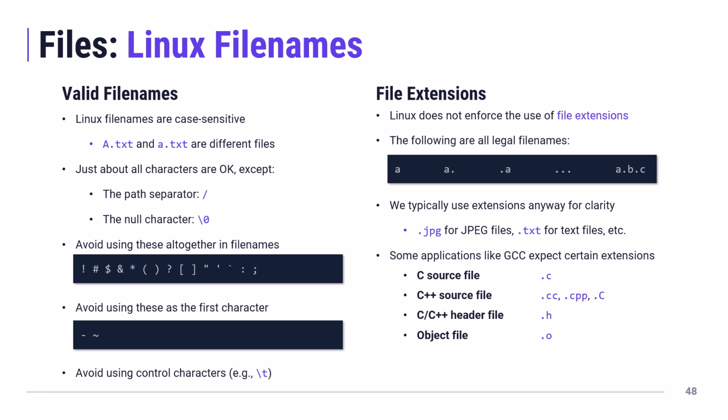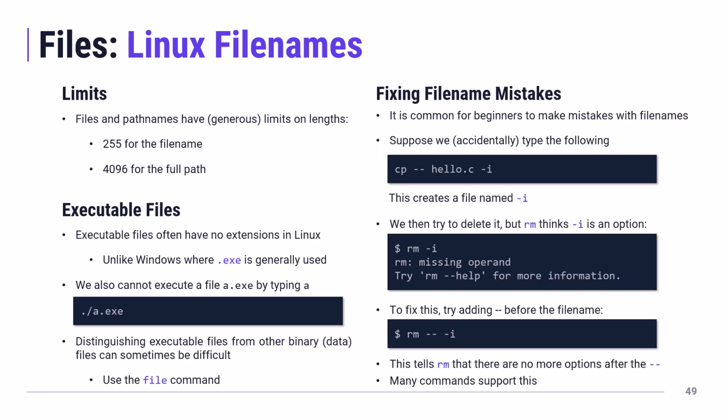Having said that, we do typically use extensions anyway, just for our own purposes, for clarity, so that we know what kind of file it is. So .jpeg for JPEG files, .txt for text files, and so on. And some applications like GCC will enforce or expect certain extensions. So GCC expects that your C code is going to be in a .c file, that your header files are going to be in .h files, object files in .o, and so on. But for the most part, Linux doesn't really care about file extensions. Okay, we've got some generous limits on length. You can have file names up to 255 characters. The entire length of your path, starting from the root directory, can be 4,096 characters, so you're probably not going to run out of space there.